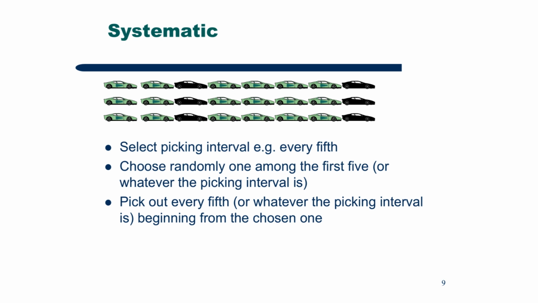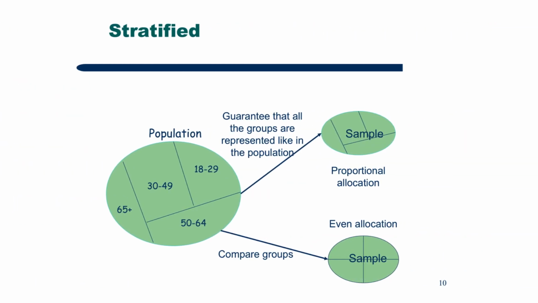sample across the list. Stratified sampling is a method where the population is divided into distinct subgroups, called strata, that share similar characteristics. Then, samples are taken from each stratum, either proportionally or equally, to ensure that all segments of the population are represented. Example, suppose the population is divided into age groups, 18 to 29, 30 to 49, 50 to 64, 65 and above. These age groups form the strata.